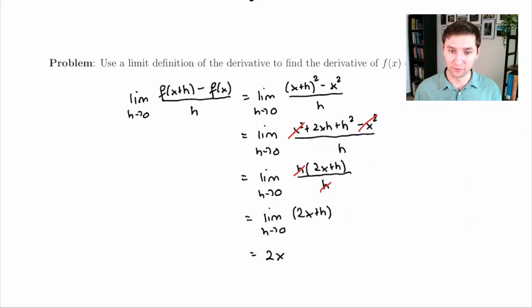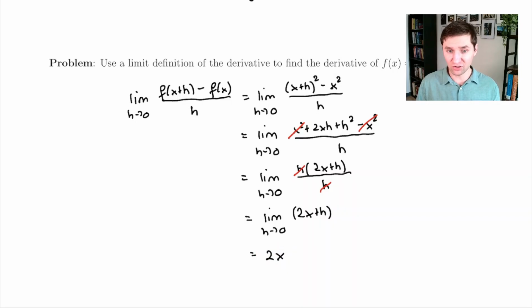What we just found is a shortcut to finding derivatives of the function x squared. You no longer have to go through all these steps anymore. If you want to find the derivative of the function x squared at x equal to 5, you simply plug in 5 to this expression and you get 10. So the derivative of x squared at x equal to 5 is 10. If you want to compute the derivative at 7, you plug in 7 to this expression and you get 14.